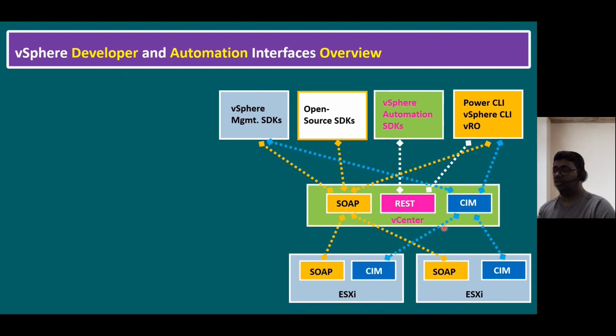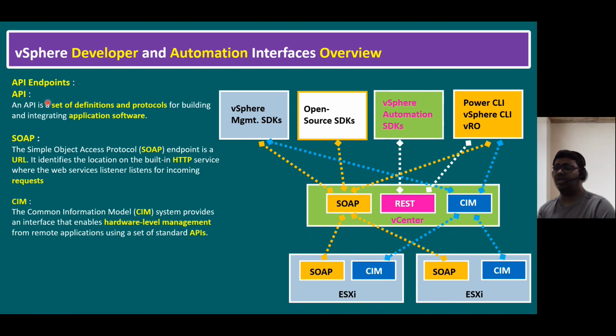Okay, so these API interfaces, let me give you the short notes here. An API, as we know, is an application program interface. An API is a set of definitions and protocols for building and integrating application software. And SOAP's full form is Simple Object Access Protocol. Endpoint is a URL. It identifies the location on the built-in HTTP service where the web services listener listens for incoming requests. Even we are accessing a vCenter Server using the HTTPS port only, port 443.